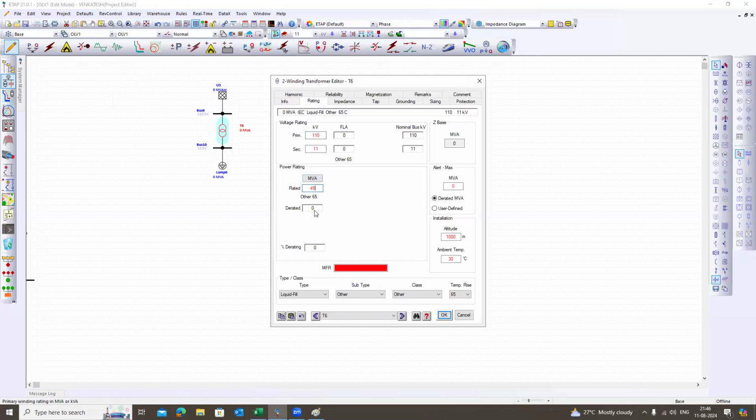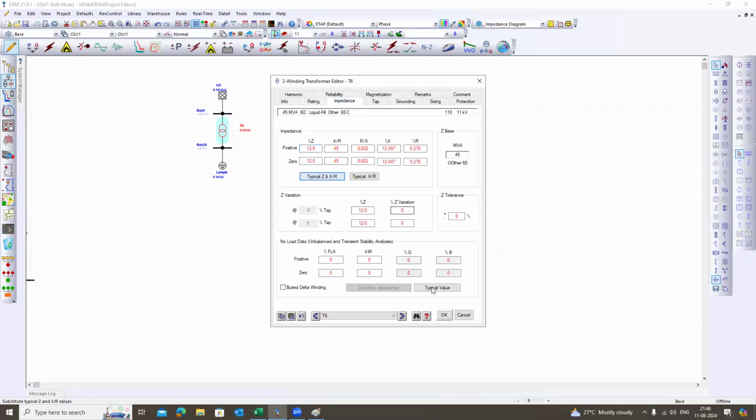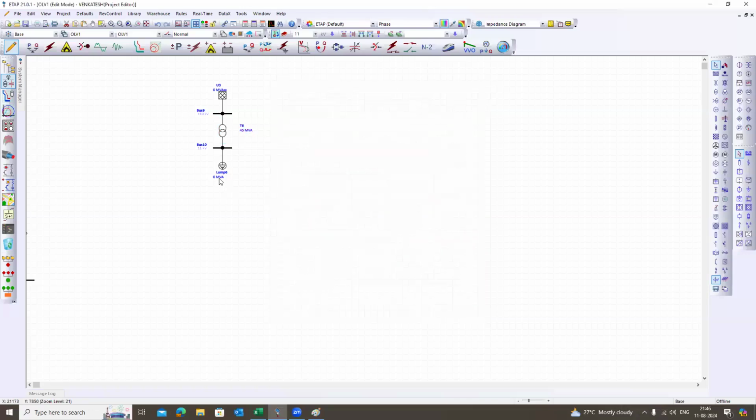Impedance, I am assuming a typical impedance. On the load, I am assuming that the load will vary from 10 megawatt to 38 megawatt. Then how to find the OLTC range? That means to regulate the bus voltage within plus or minus 5%, right? Now here, let me take one grid condition.